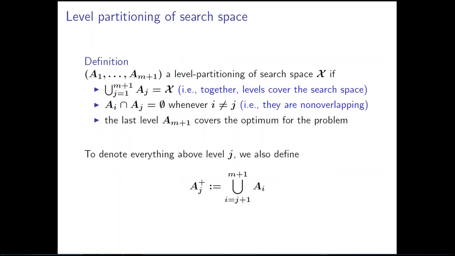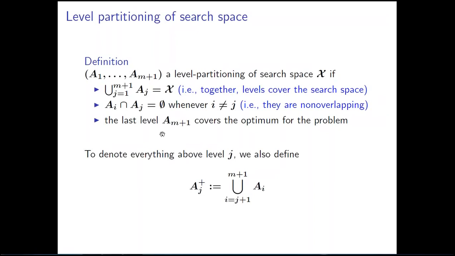Okay, so the first thing we need to do to apply this theorem is to take our search space and introduce some levels. The correct way of defining these levels depends on the particular problem you have. I'm going to give you some examples if we have time. We define some subsets A1 to A(m+1) such that these subsets don't overlap, and if you take the union of these subsets, then you get the entire search space.